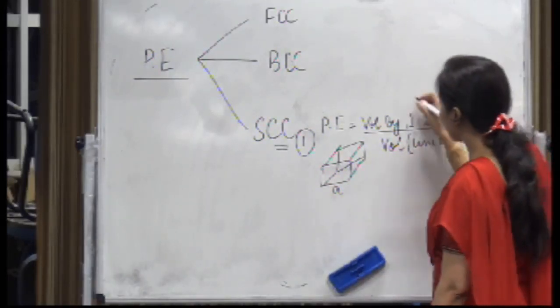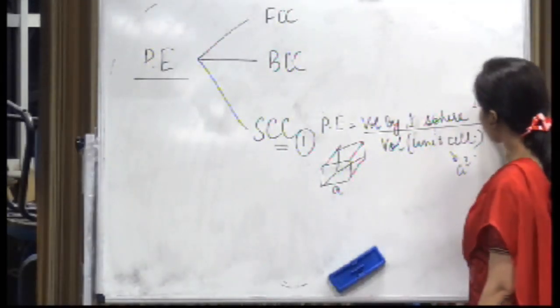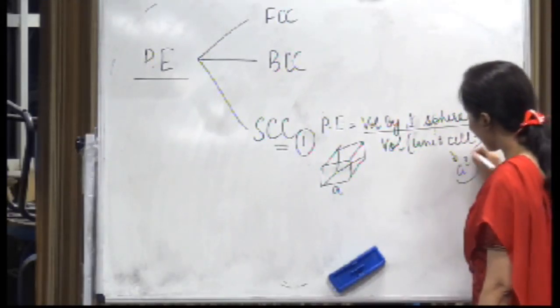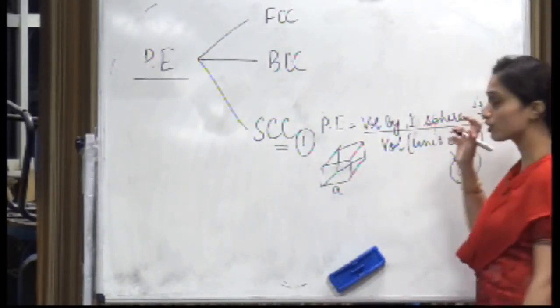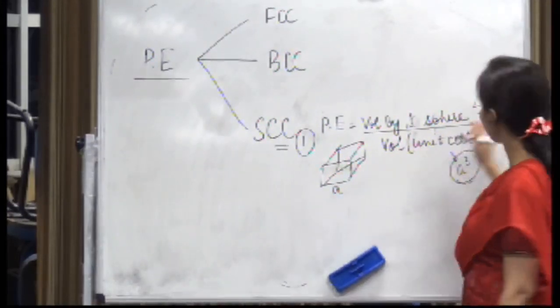Volume of one sphere would be, what is the volume of a sphere? 4 by 3 pi r cube. So that is 4 by 3 pi r cube. Alright. Now I will have to, this r refers to the radius of the atom. This r refers to the radius of the atom.